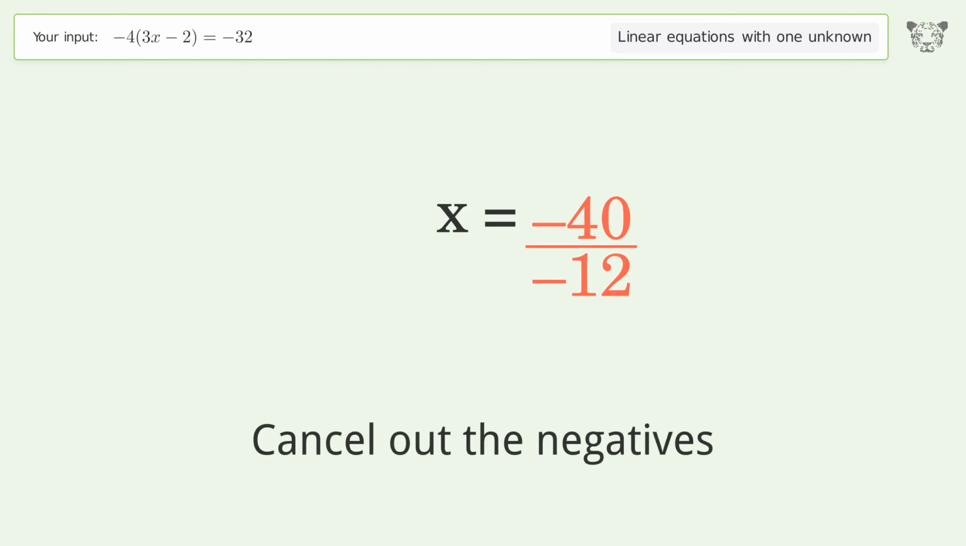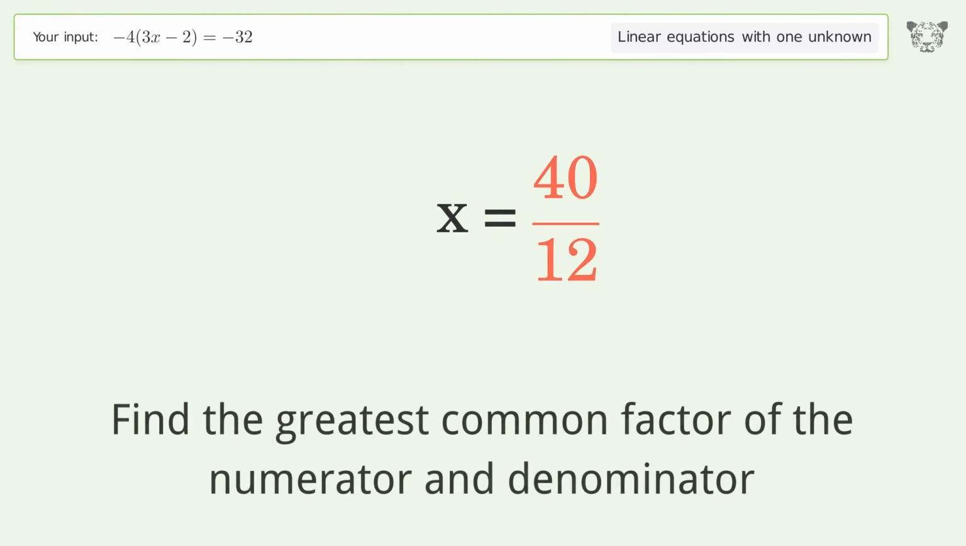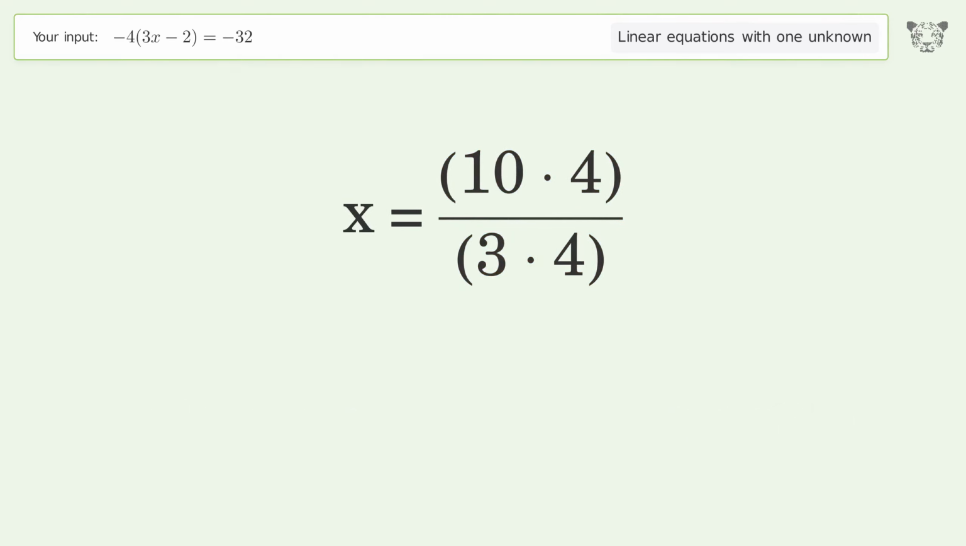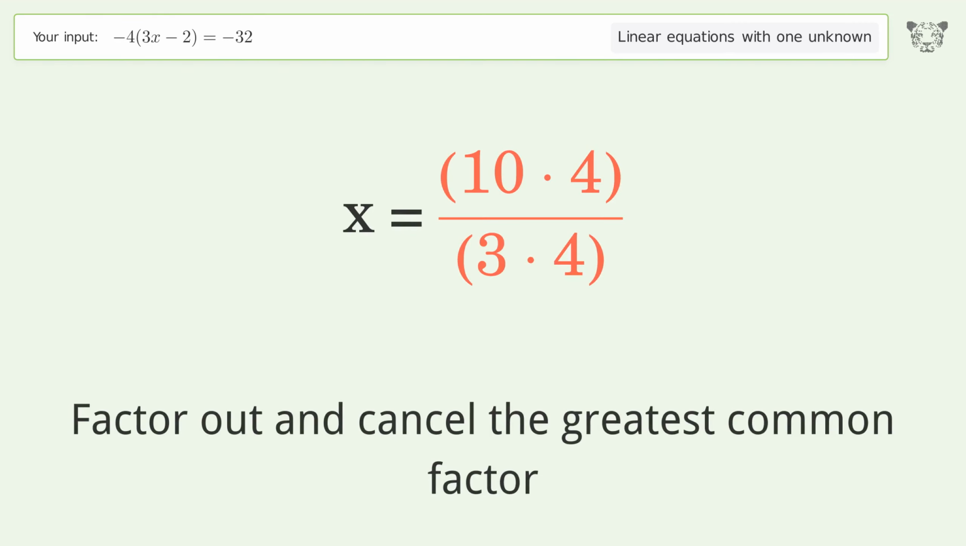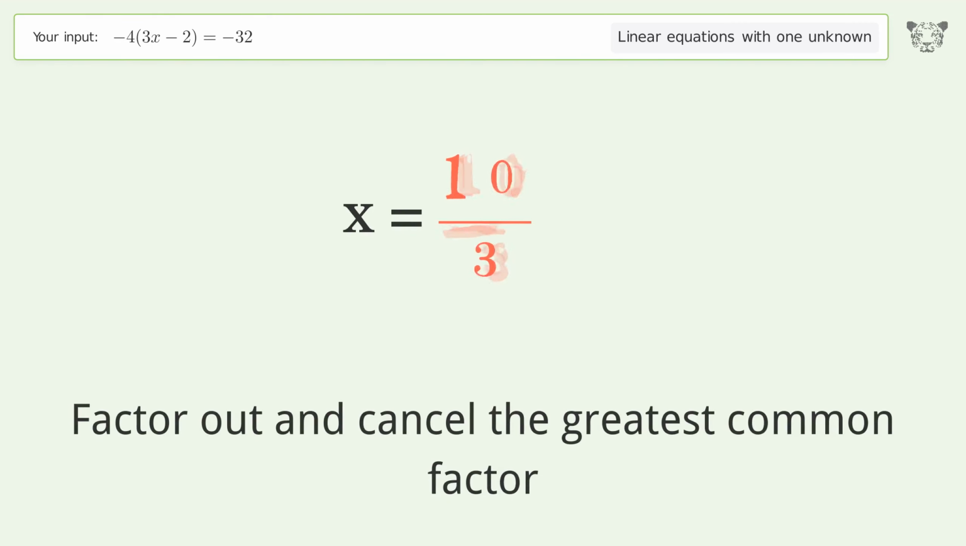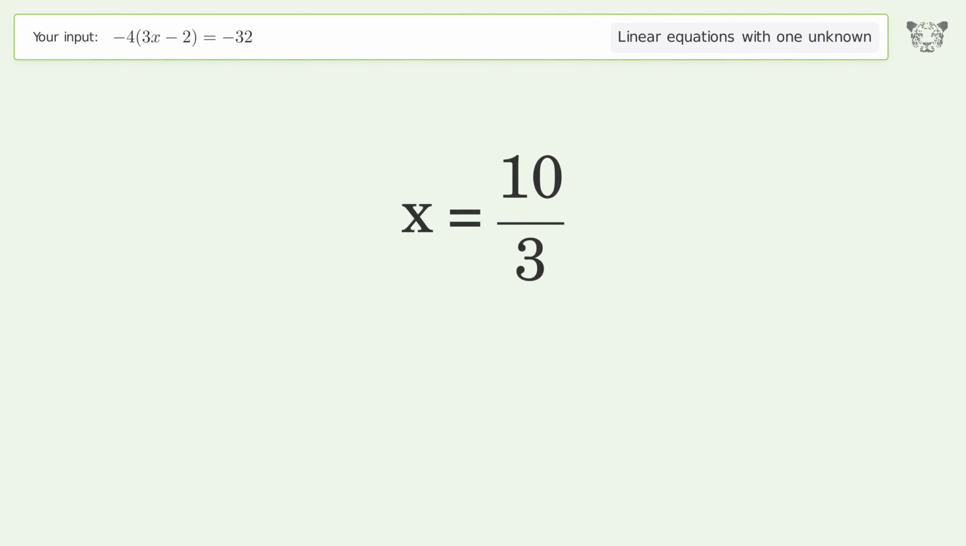Cancel out the negatives. Find the greatest common factor of the numerator and denominator. Factor out and cancel the greatest common factor. And so the final result is x equals 10/3.